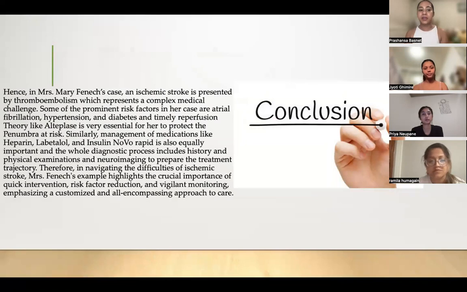Similarly, management of medication like heparin, labetalol, and insulin NovoRapid is also equally important. And the whole diagnostic process includes history and physical examinations and neuroimaging to prepare the treatment trajectory. Therefore, in navigating the difficulties of ischemic stroke, Mrs. Finney's example highlights the crucial importance of quick intervention, risk factor reduction, and vigilant monitoring, emphasizing a customized and all-encompassing approach to care.